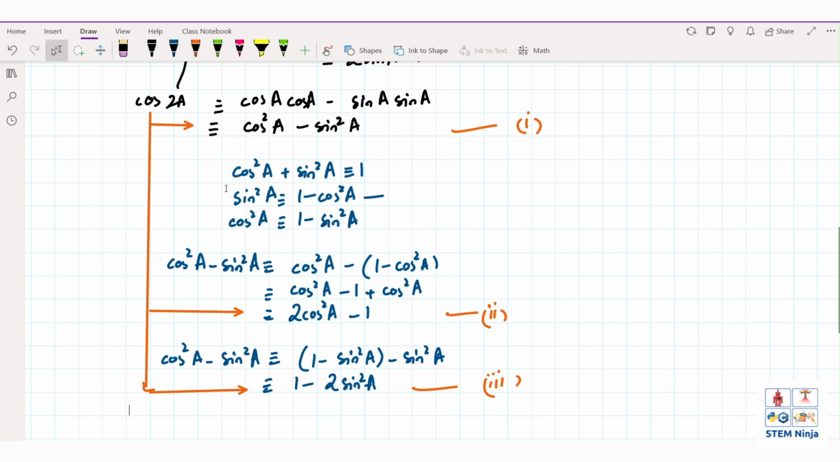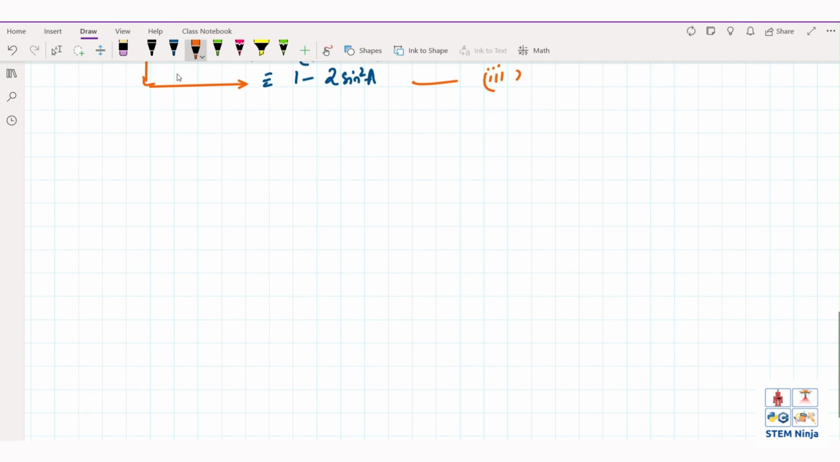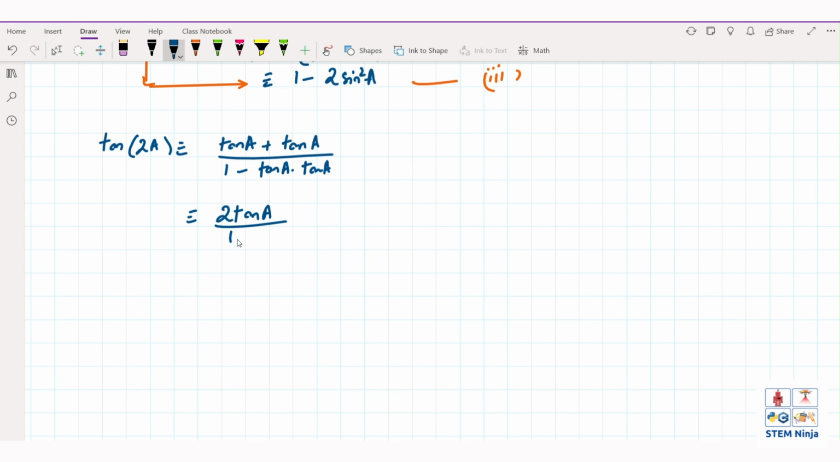Now, let's look at tan 2A. So same way, we have tan A plus tan A over 1 minus tan A times by tan A. So this becomes 2 tan A over 1 minus tan squared A. So this is the expansion for tan 2A.